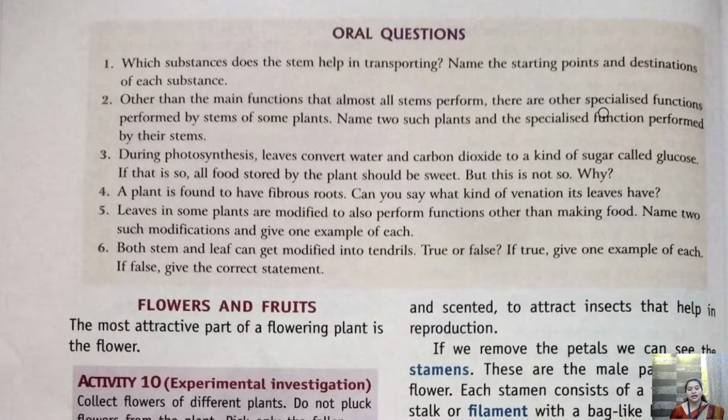Okay. Now, name the starting point and the destination of each substance. Now, what does that mean? What does this question mean? Let me explain it to you with the help of a diagram. So, children, we know what is a stem now, isn't it? We know what a stem is, what the function of a stem is, we have already seen. So, we know that this is a stem.